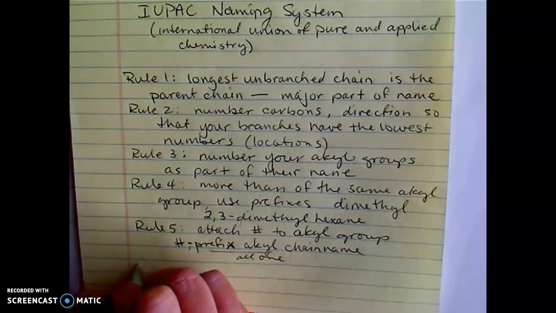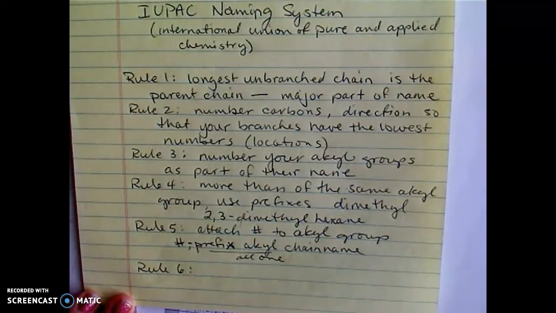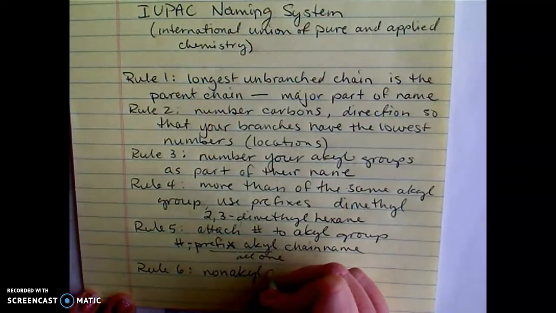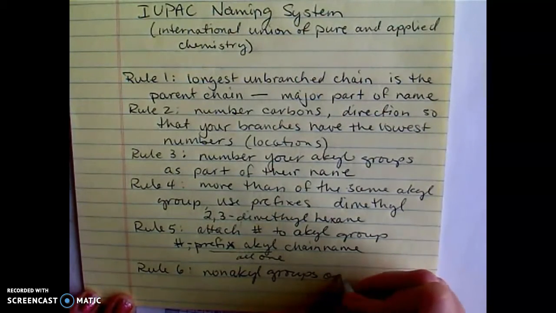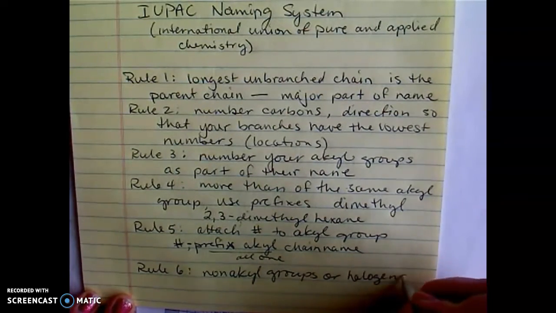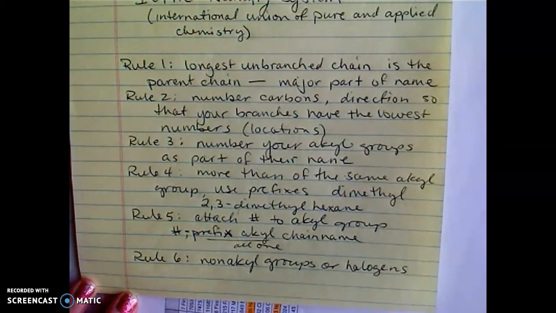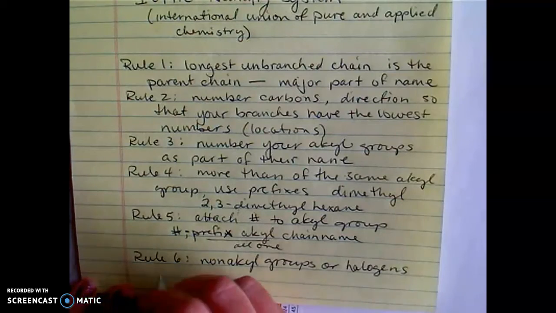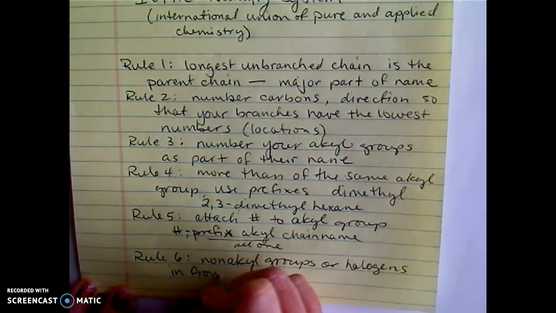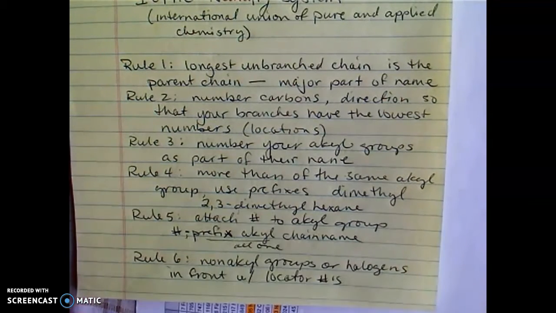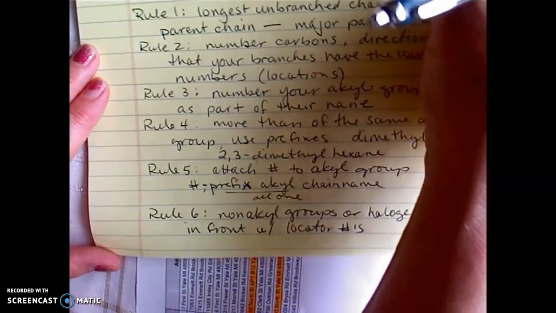Now rule number 6 comes in and says, after that, your non-alkyl groups or halogens, because you can have other things attaching besides hydrocarbons, would then come in front of that, along with locator numbers. So you have to tell them everything. Where is everything? All right, and then I'm going to squeeze in rule number 7 here at the bottom.